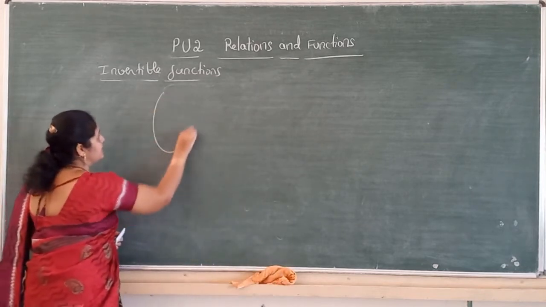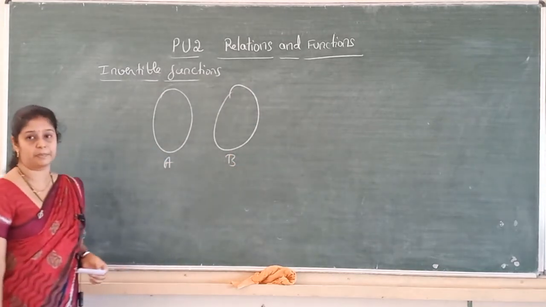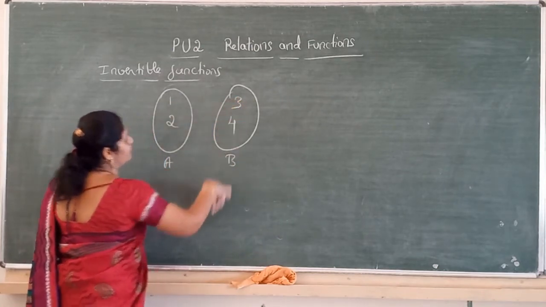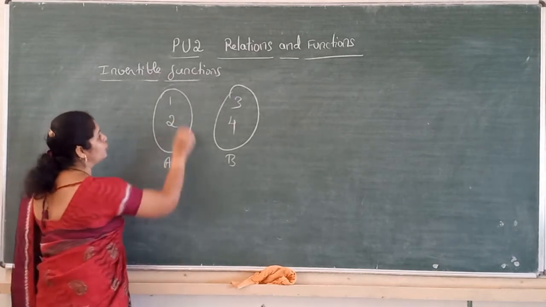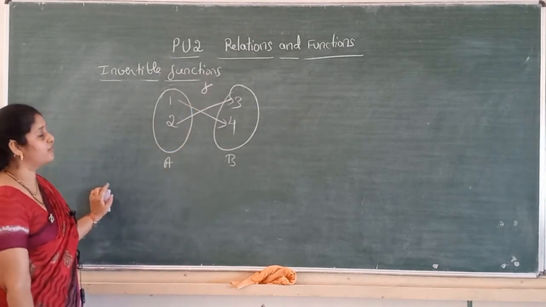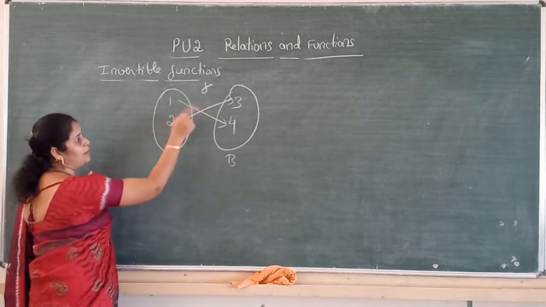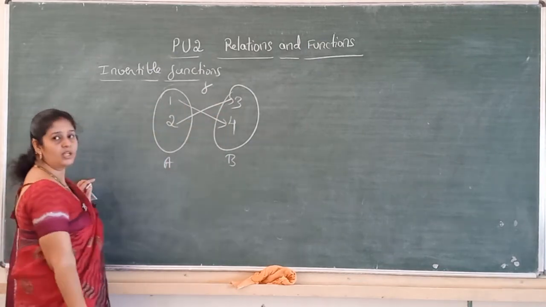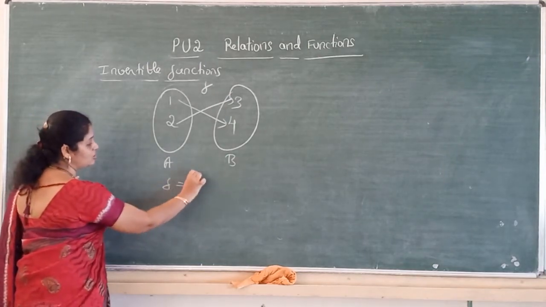Okay, now I write set A and set B. Consider set A, which is 1, 2, and set B, which is 3 and 4. f is defined from A to B. Now look at this. So 1 maps to 4, 2 maps to 3, or f of 1 is 4, f of 2 is 3. Now can you write the inverse? So what is set f?